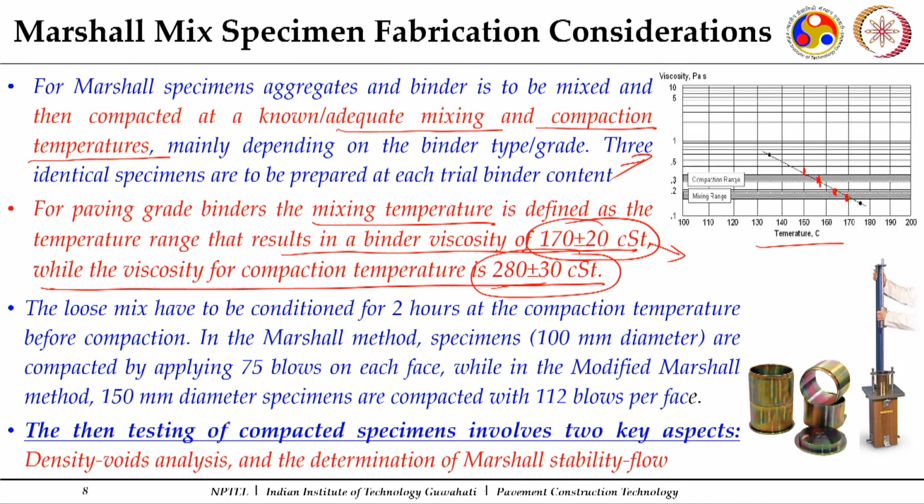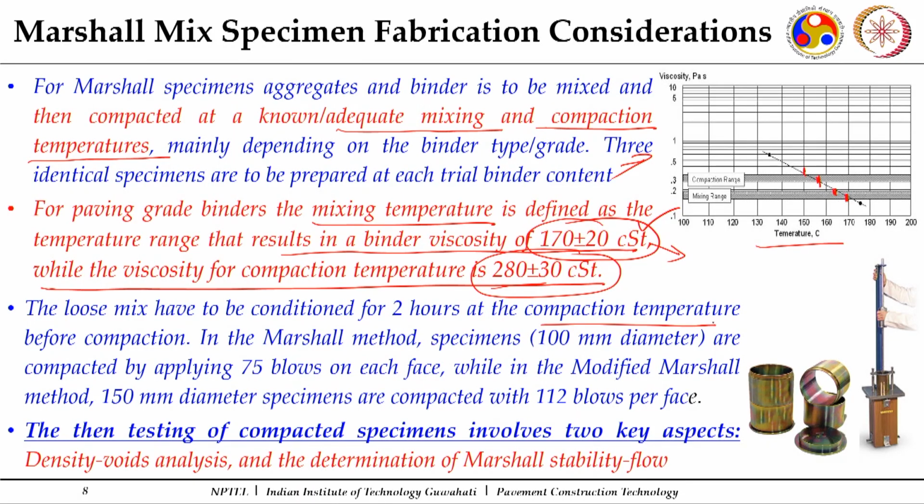Now, once the mix is prepared at this particular temperature, the mix is stored in an oven for a period of 2 hours. This is for conditioning, and that is done at the compaction temperatures. So, whatever compaction temperature we are going to use to produce those cylindrical specimens, we will condition the mix at those temperatures for 2 hours.